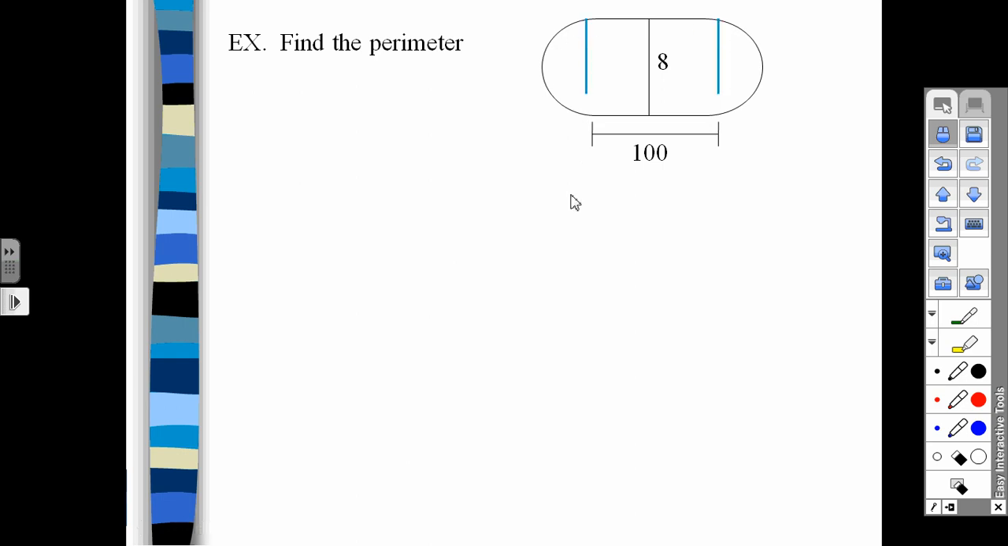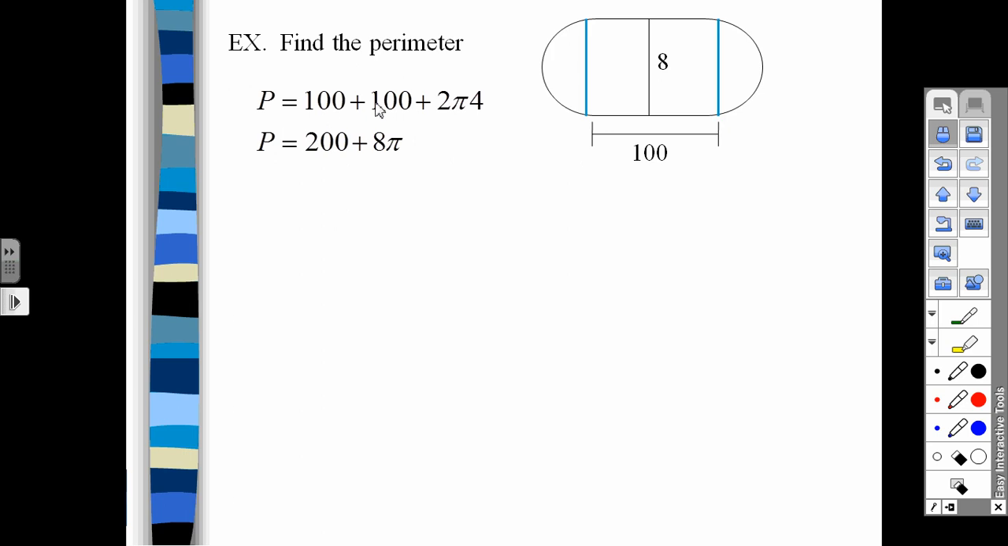So if you think about it, if I were to cut this off, I would end up getting a rectangle here. And by cutting this off and taking the rectangle out, I basically have a semicircle here and a semicircle here that I can squish together to make one complete circle. So if you're trying to figure out the perimeter, you're going to take the 100 plus the 100, and then the perimeter of a circle that has a diameter of 8.